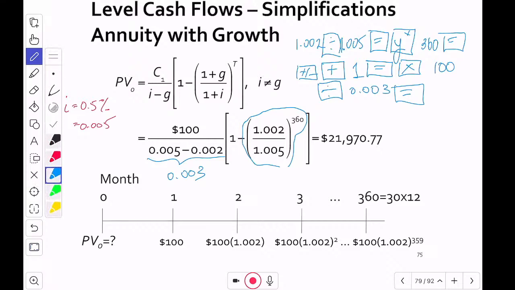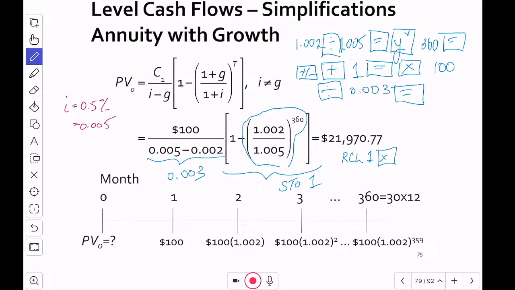One other thing you could do is use storage. You could figure this out and then store that in one in case you lose it. And then multiply, recall 1 times 100 and divided by 0.003 equals. You could do it that way too.